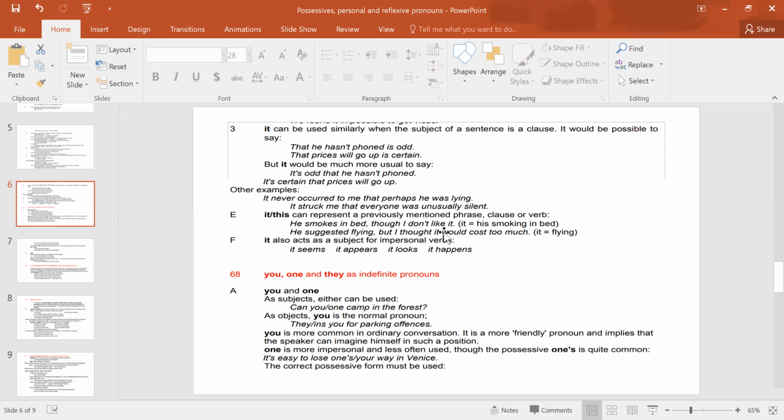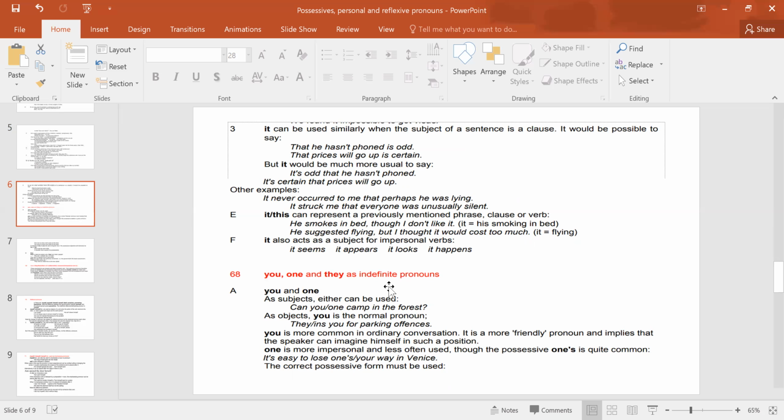It or this can represent a previously mentioned phrase, clause, or a verb. For example, he smokes in bed, though I don't like it. So it here shows smoking in bed, right? Here again, you see the next example. And then it can also be used with impersonal verbs like it seems, it appears, it looks, it happens, etc.